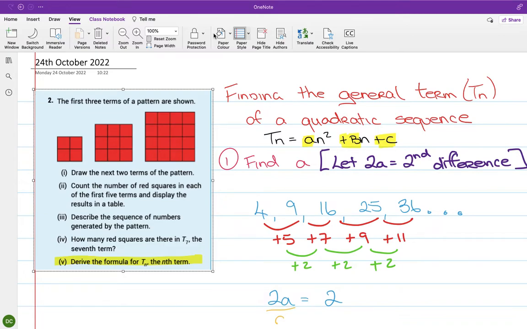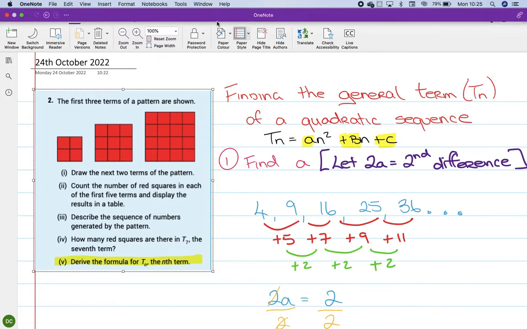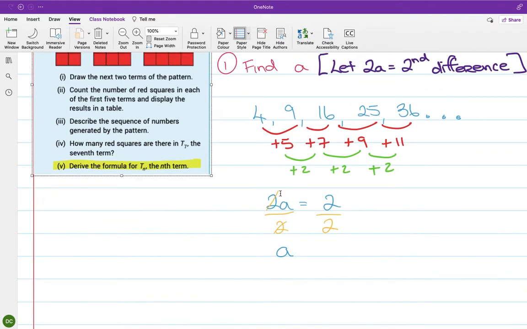So I'm going to divide by 2 and divide by 2. And we get that a equals 1.